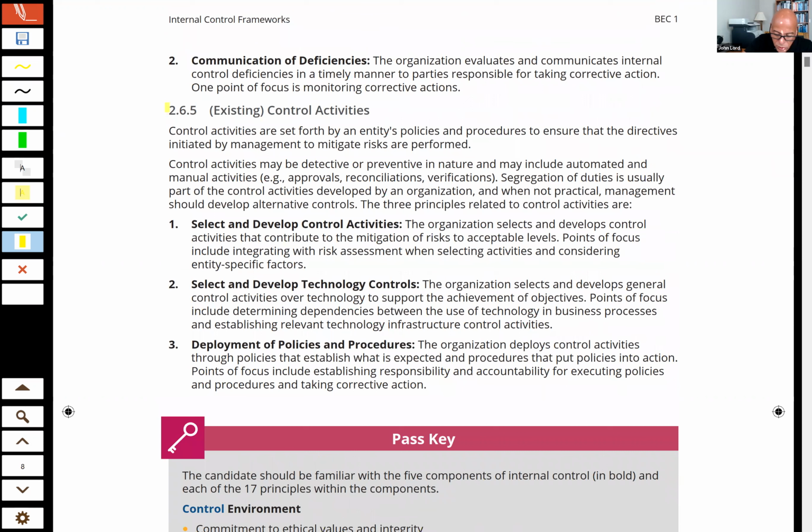So we've understood the risk, and then we put control activities in place that will help mitigate those risks. We will develop and select the control activities, whatever they are, select and develop technology controls, and develop policies and procedures to see that we are actually going to deploy and put into action control activities that are addressing the risk that we saw in step three.